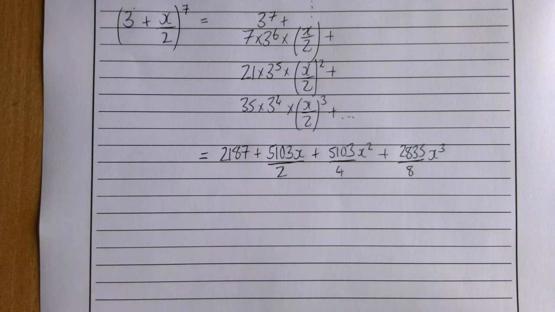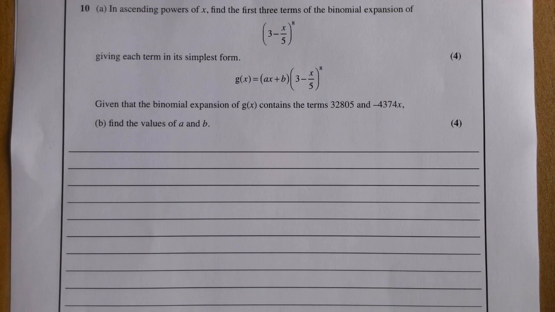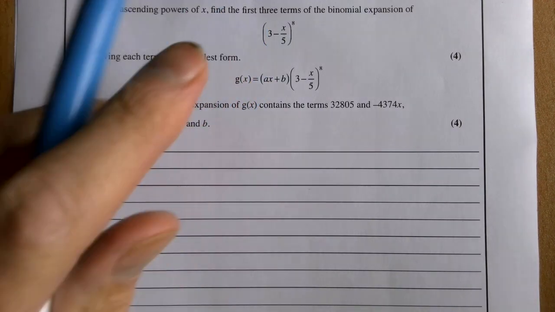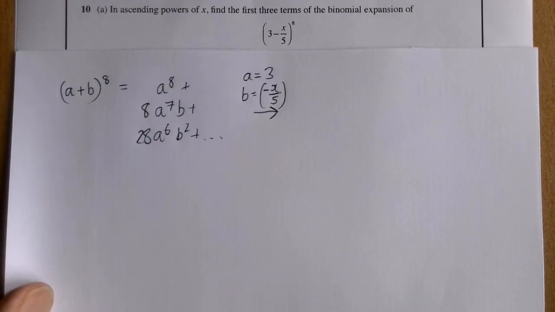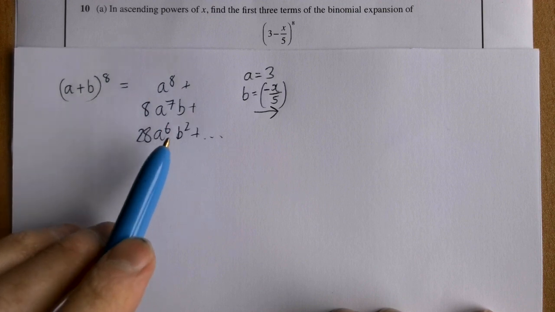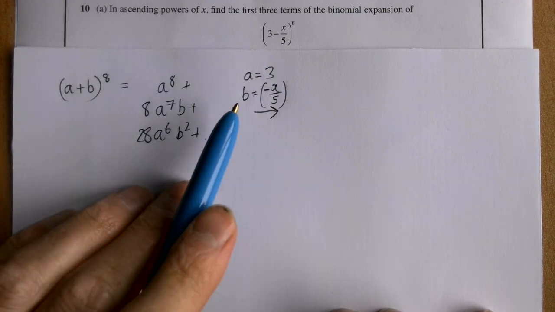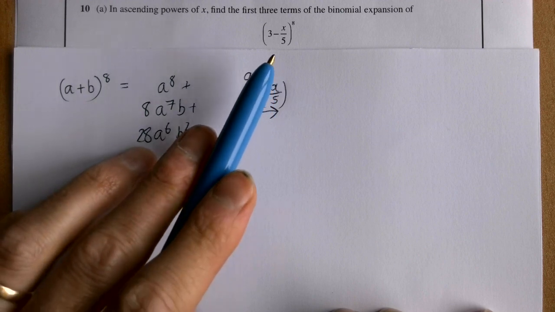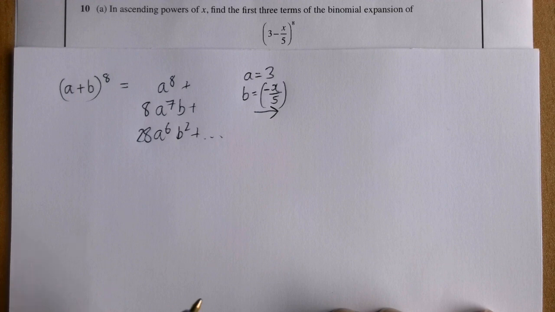Let's have a look at the second question, which was on the first practice paper. Okay, so here's that question. It was question 10 on the first paper. So let's start with here. We're only asked for 3 terms. So I've started off a plus b to the power of 8, and I've done my a plus b expansion, and I'm now about to replace a with 3 and b, being really careful, with minus x over 5. Okay, so I invite you to pause and have a go at that.